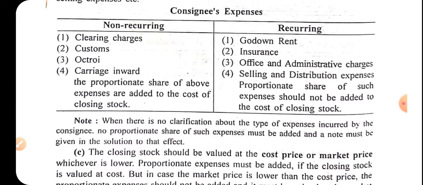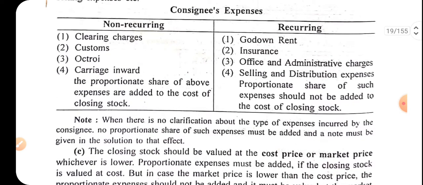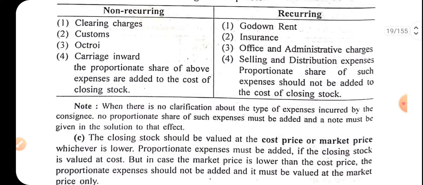For example, godown rent. The consignee pays the godown rent after the completion of every month. Insurance: after the completion of one period, the consignee must pay the insurance once again. Office and administrative charges like salary of workers, rent and taxes are all considered recurring expenses.